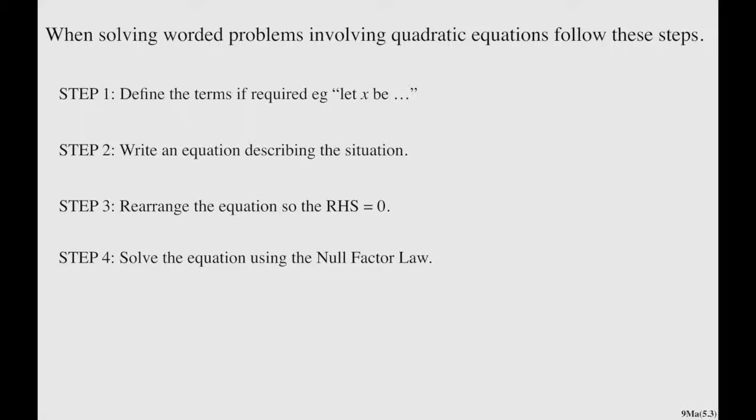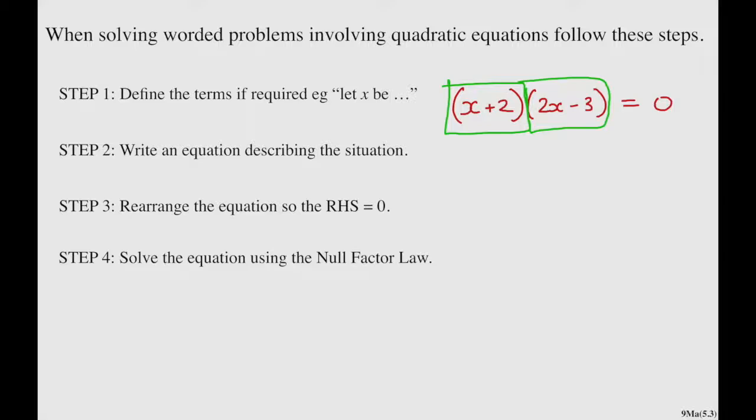Remember, we had questions like this. Let's go for something like this: x plus 2 in brackets, 2x minus 3 in brackets equals 0. And remember, when we were trying to solve this using the null factor law, we have two brackets here. They're being multiplied, and we know if we're multiplying two things to get an answer of 0, that one of the parts must be 0. Anything multiplied by 0 equals 0.